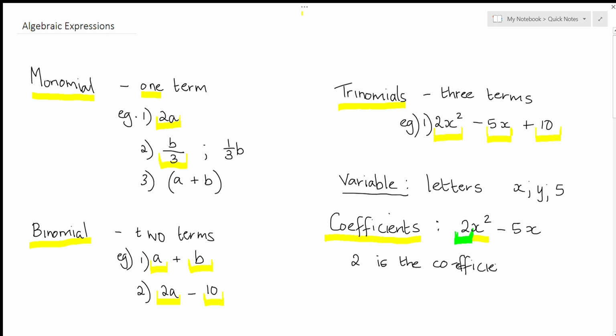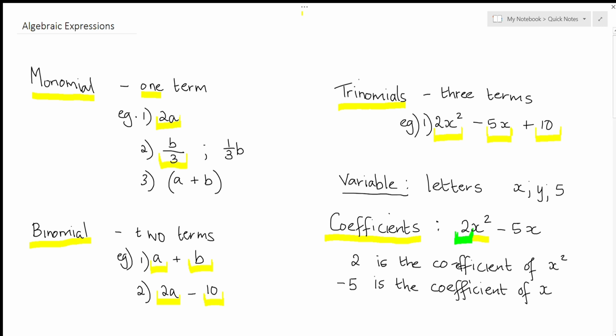Right, so it's the coefficient of x squared. Then if you look at the next one and I said to you, what is the coefficient of x? So we would say negative 5 is the coefficient of x, okay? Right. So you could get questions like this in a test, and I'm going to show you a few examples.